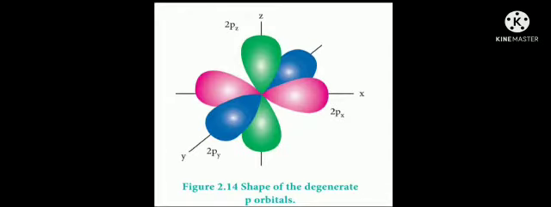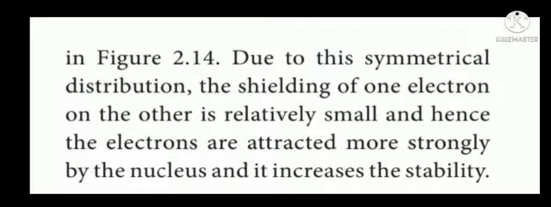Due to this symmetrical distribution, the shielding of one electron on the other is relatively small, and hence the electrons are attracted more strongly by the nucleus and it increases the stability.